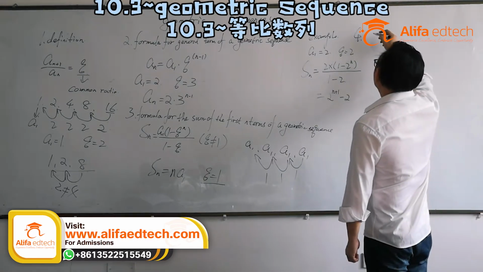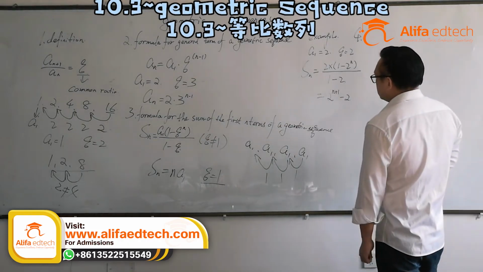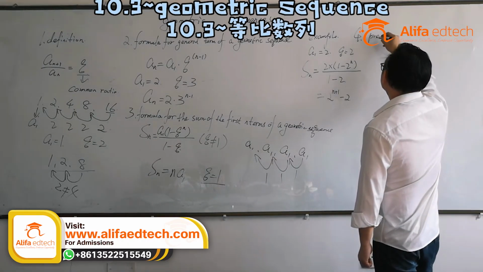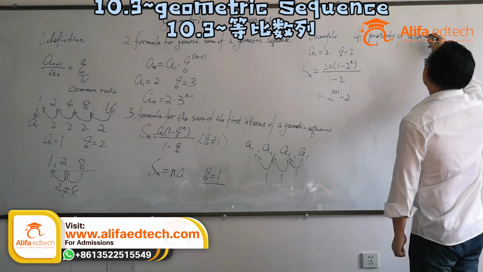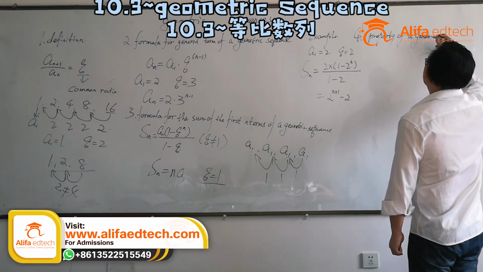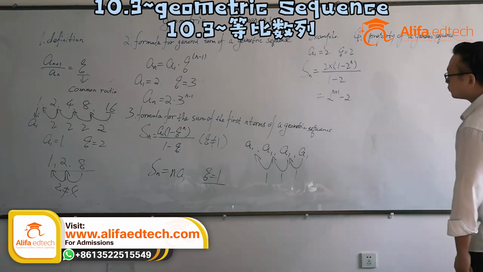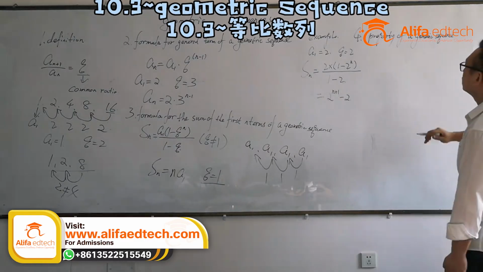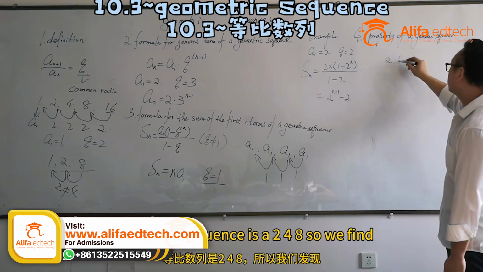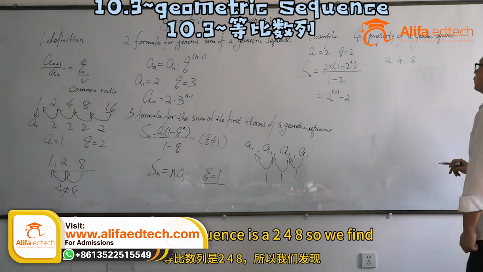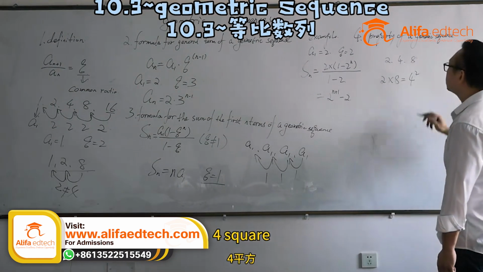4. Property of geometric sequence. If we know geometric sequence is 2, 4, 8, so we find 2 times 8 equals 4 squared.